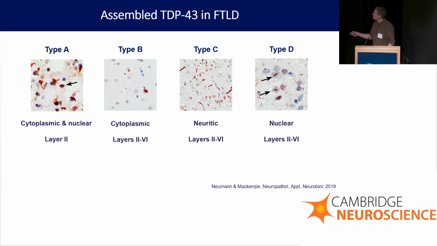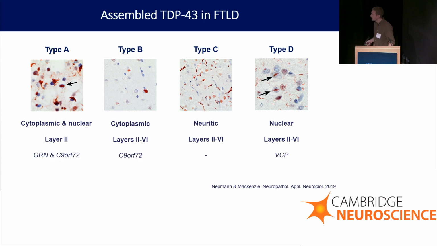So in type A, you have cytoplasmic and nuclear inclusions only in layer 2, or almost only in layer 2. In type B, C, and D, you have them distributed throughout the neocortex, but you have only cytoplasmic in type B, neuritic, definitely axonal, potentially dendritic, in type C, and only nuclear in type D.